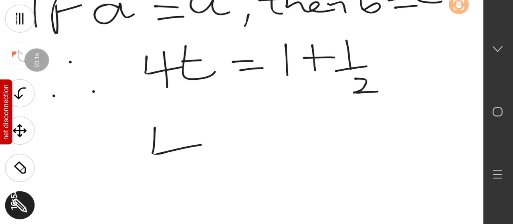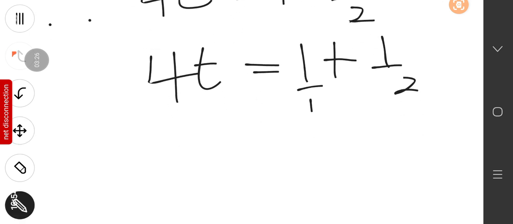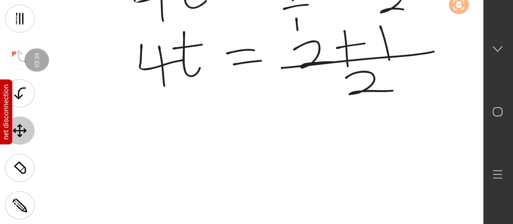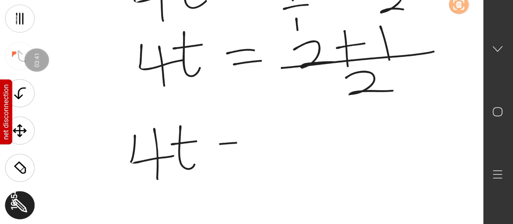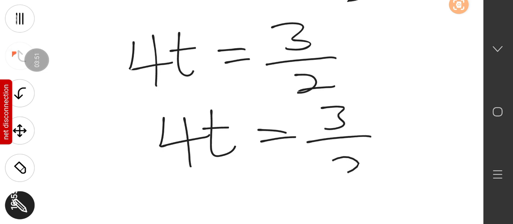Now, we have 4t equals 1 plus half. Let's find the LCM here. The LCM is 2. 2 multiplying 1 is 2, plus 2 goes here, 1 times 1 is 1. So our equation becomes 4t equals 2 plus 1 is 3 over 2. So you have 4t equals 3 over 2.